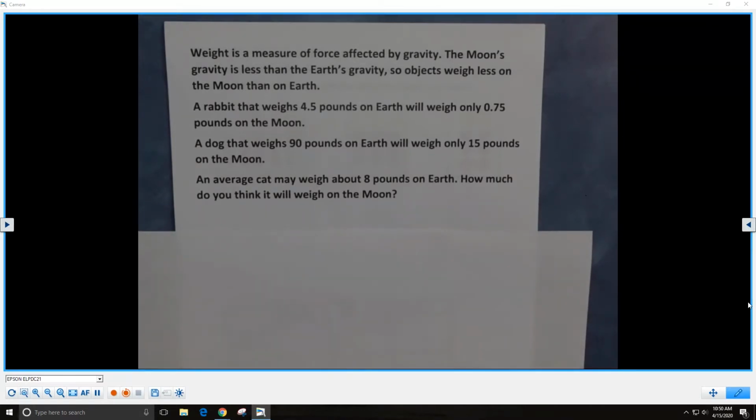The moon's gravity is less than the Earth's gravity, so objects weigh less on the moon than on Earth. A rabbit that weighs 4.5 pounds on Earth will weigh only 75 hundredths pounds on the moon. A dog that weighs 90 pounds on Earth will weigh only 15 pounds on the moon. Think about any pattern that you see here.